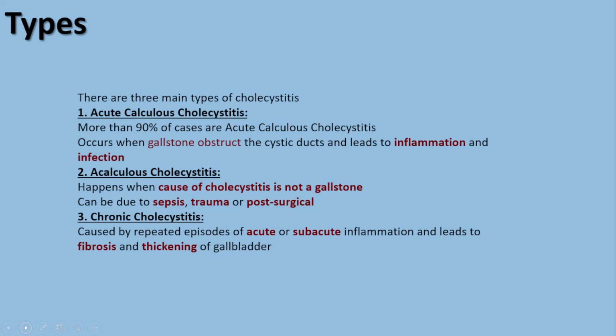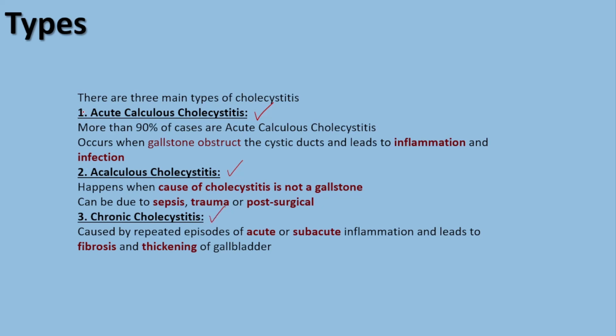So what are the types of cholecystitis? We have three main types of cholecystitis. We have acute calculous cholecystitis, meaning that a stone is causing cholecystitis. We have acalculous cholecystitis, meaning that there is no stone as a cause of cholecystitis. And also we can have chronic cholecystitis.